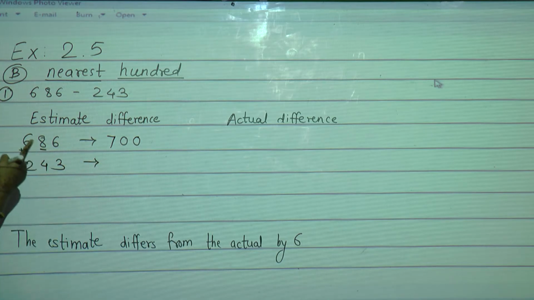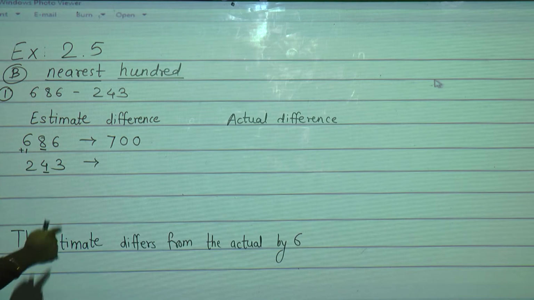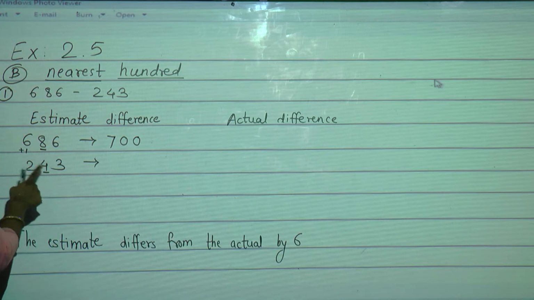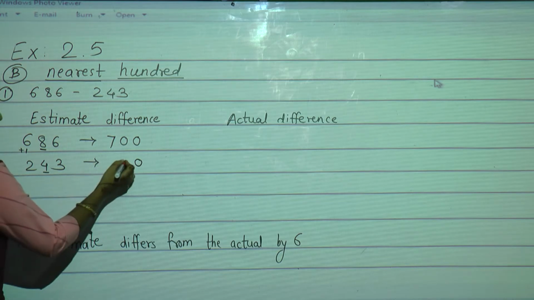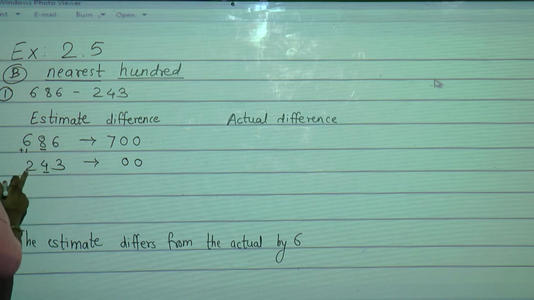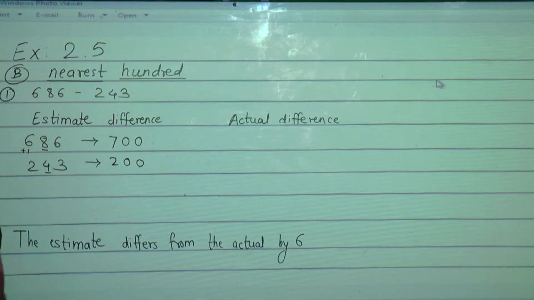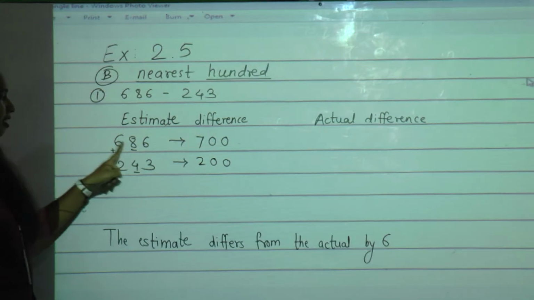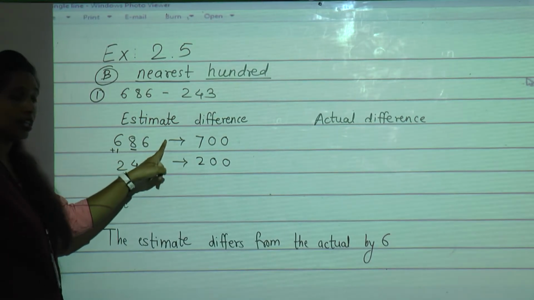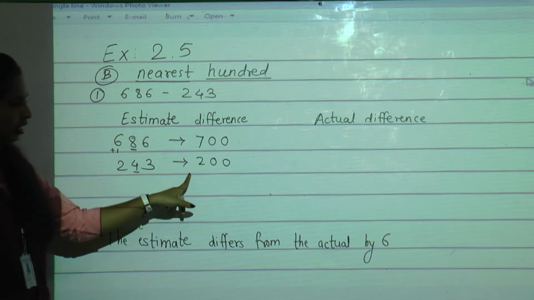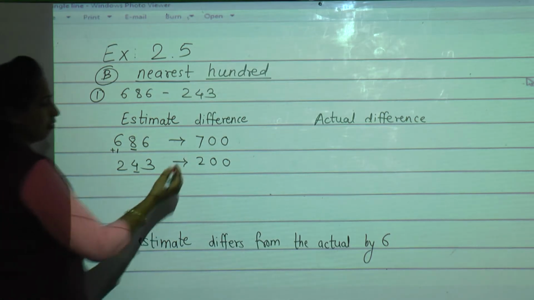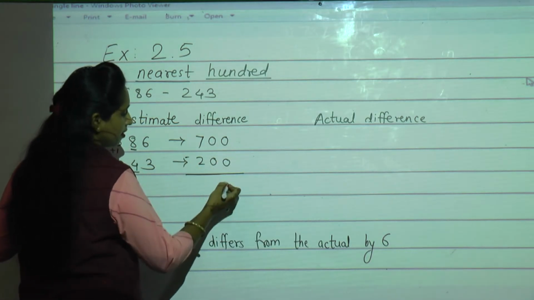The next number, 243. So nearest to 100, underline the tens place. What is there? 4. If it is 4 or less than 4, place the 0 at ones and tens without changing the hundreds place. So we should not change the hundreds place, right, as it is. So it is 200. So 686 can be rounded off to 700 and 243 can be rounded off to 200. Now we will do the subtraction. We will find out the difference.